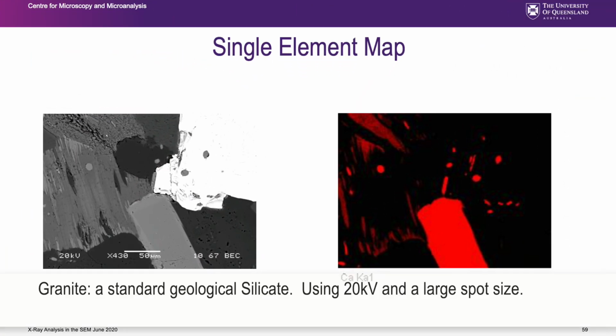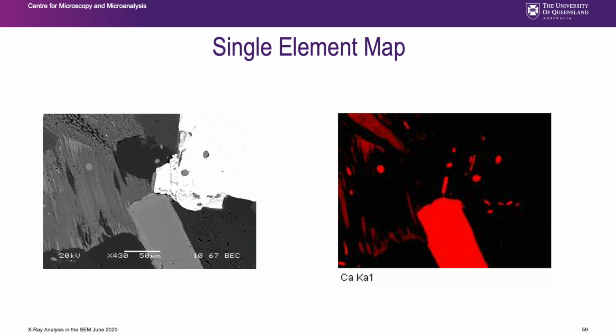This is a granite, so a standard geological silicate, at 20 kV to stimulate lots of X-rays, and a heavy spot size, 67 out of 100, with 100 being big. So we're really working hard on this machine, and we're also putting a lot of energy into this specimen, but it's a geological silicate, it can handle it. That red image on your right is the image of calcium K alpha, and basically where you see red, you see calcium. If the red is stronger, you're seeing more calcium.